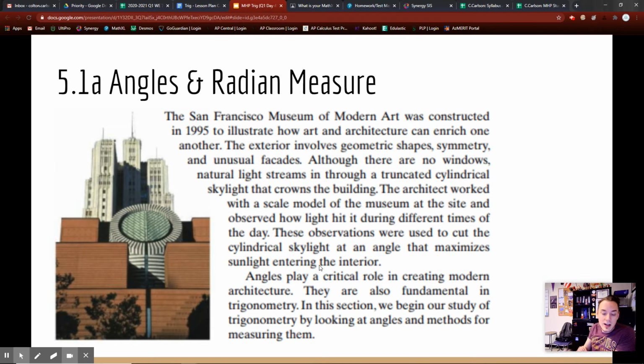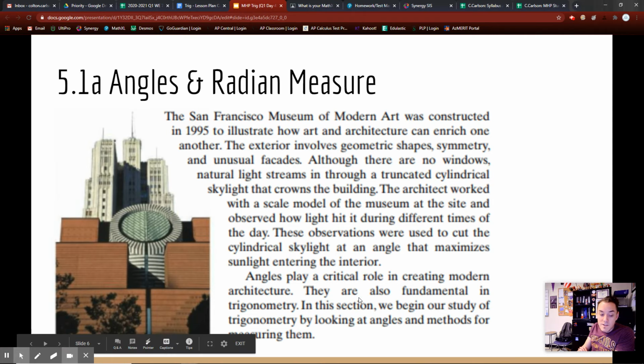So angles play a critical role, not just in modern architecture, but really everywhere we look. I mean, the shadows we have, even when you're drawing art, maybe in Mr. Power's class or another class, you have to measure angles. If you're building something with wood, guess what? You have to measure angles. If you're spray painting something with straight lines and you're trying to draw bubbles or whatever on a piece of paper, you have to measure angles. Maybe not technically, but you're using angles in one way, shape, or form.